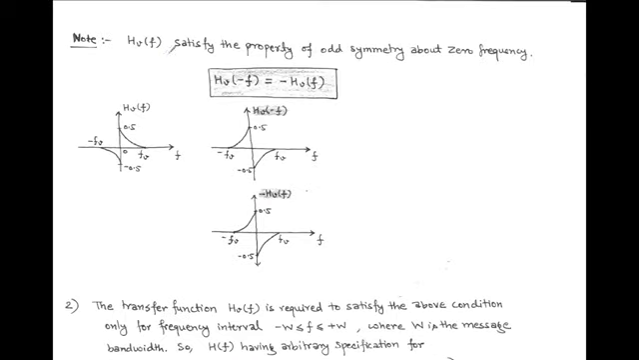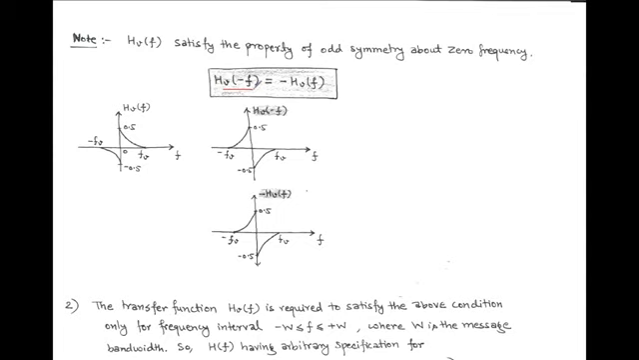Now we discuss some points regarding the sideband shaping filter. The first point is the transfer function HV(f) satisfies the property of odd symmetry about 0 frequency. So according to this property, HV(minus f) is equal to minus HV(f). To show this property, we first consider the frequency function HV(f) as shown in the figure. And after frequency translation, we get HV(minus f) by simply substituting f equals to minus f. That represents the left hand side of the property.